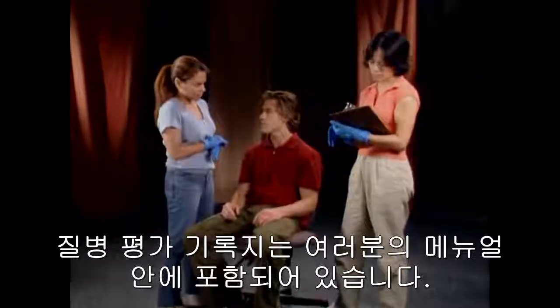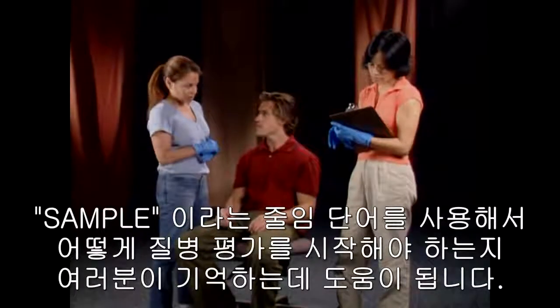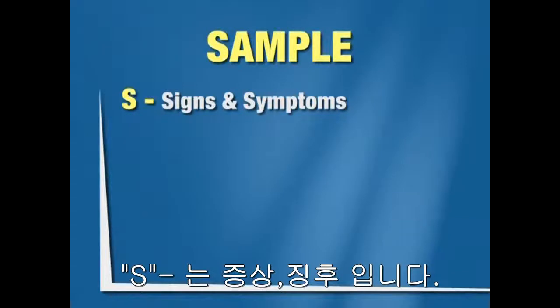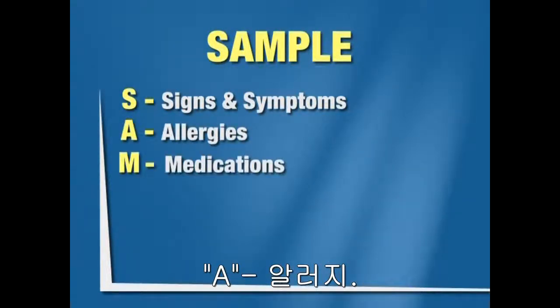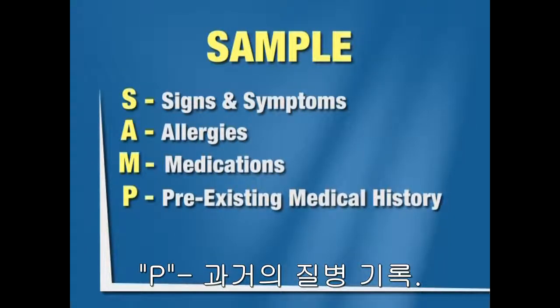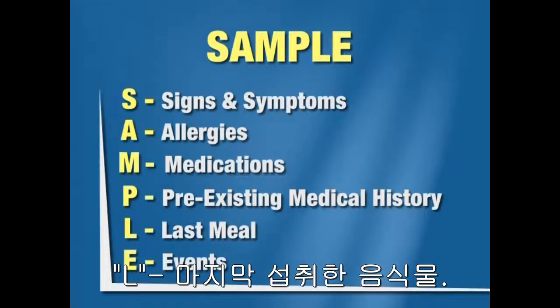To help you remember how to begin an illness assessment, use the mnemonic SAMPLE. The S in SAMPLE stands for signs and symptoms. A stands for allergies. M stands for medications. P stands for pre-existing medical history. L stands for last meal. And E stands for events.